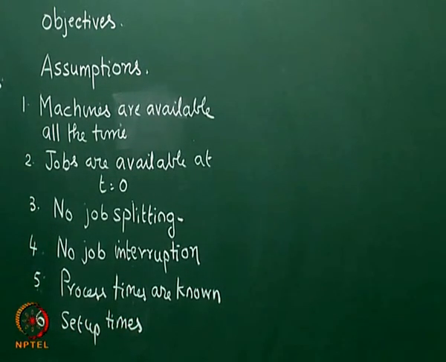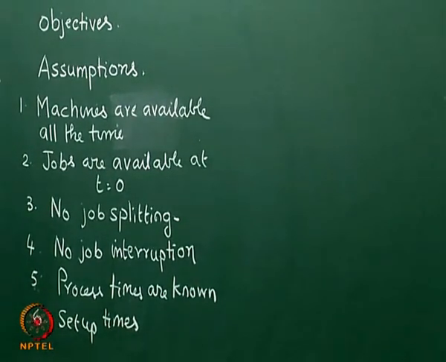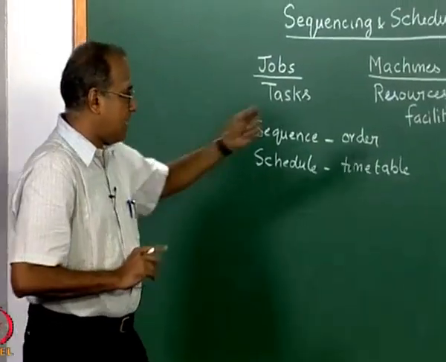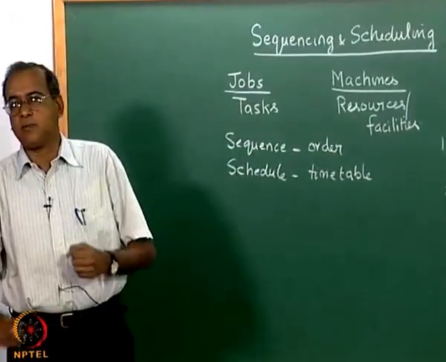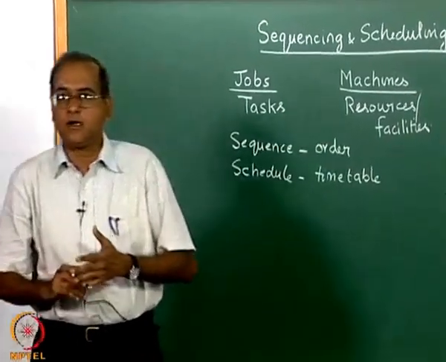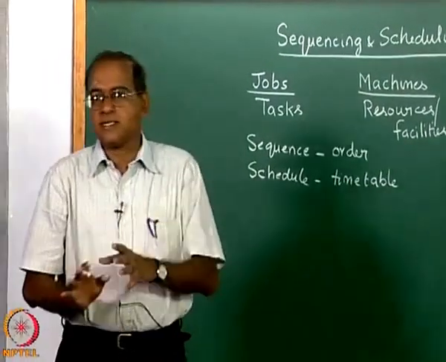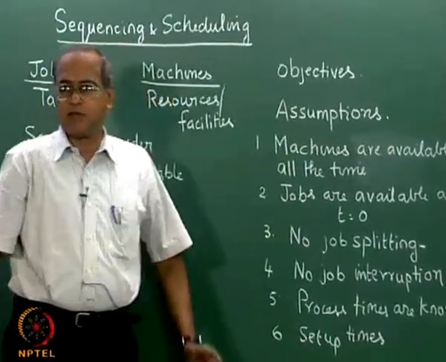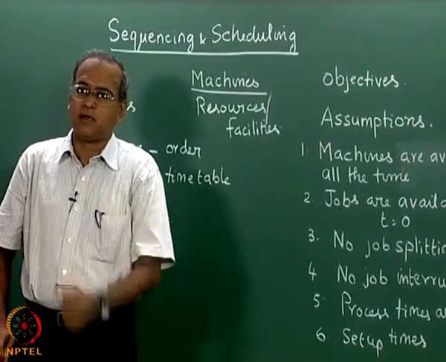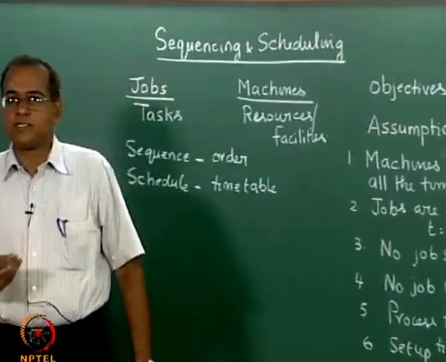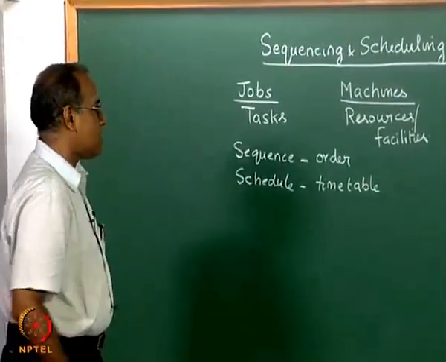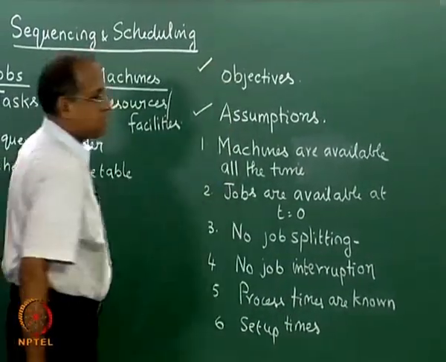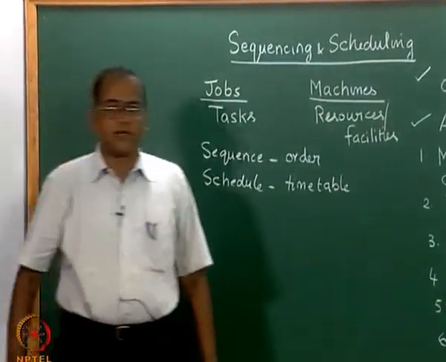So, these are some simple assumptions which lead to very basic simple scheduling problems. As we relax some of these assumptions, scheduling problems become more involved and a little more complicated. Now, in this lecture series, most of the times we are going to make all these assumptions and then proceed to develop some algorithms which will solve sequencing and scheduling problems. Now, having seen some of the assumptions, we will now see some of the objectives that are there in sequencing and scheduling.